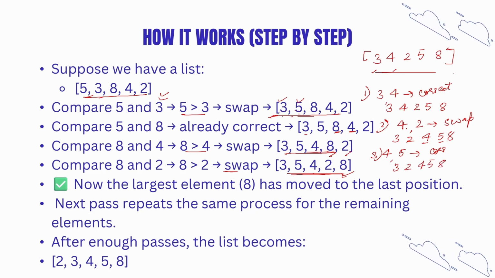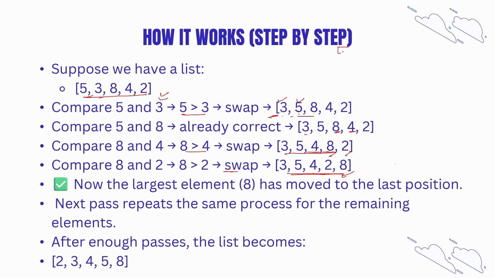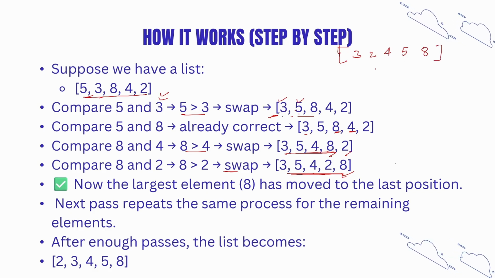So here we'll see that after this cycle, these three are sorted. After the cycle, our list is 3, 2, 4, 5, 8. So after the third cycle, our list is 3, 2, 4, 5, 8.